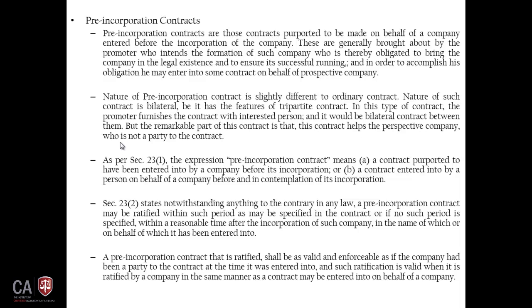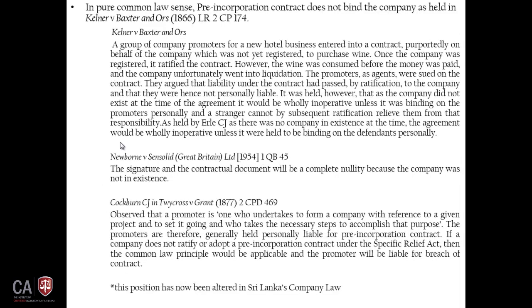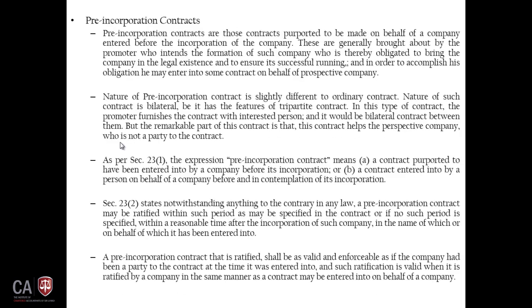As per now, this is Sri Lanka's legislative enactment in such area, because I told you about the Kelner versus Baxter case, which is a common law case where the court did not allow such pre-incorporation contracts to be valid, and I have given several case laws here. So, you have to explain all these things in your answer.